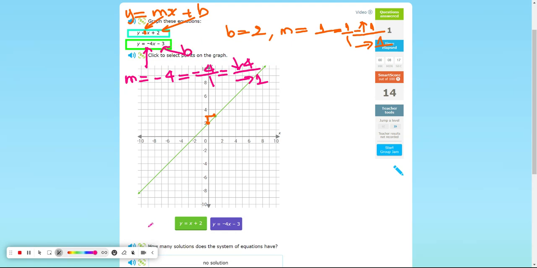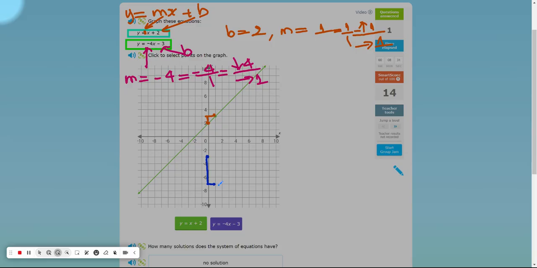Okay, so let's go and graph this. Negative 3 is right here, and then the slope is down 4, right 1. Let me get my tool. Start at negative 3 and then down 4, right 1. Okay, so that's my line.